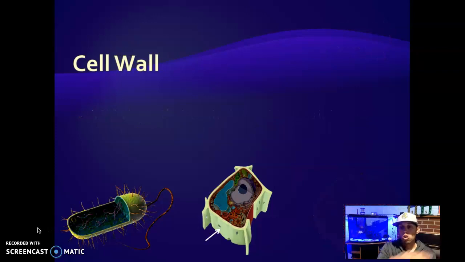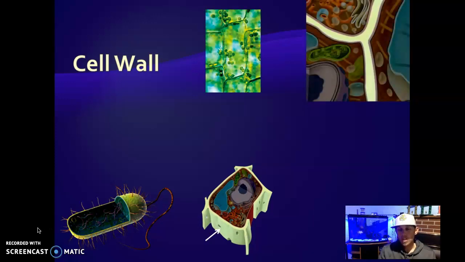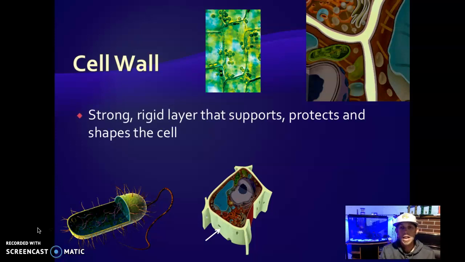Next up, cell wall. We do not find cell walls in animal cells, but they can be found in plant and in prokaryotic cells, and they are strong, rigid layers that support, protect, and shape the cell.